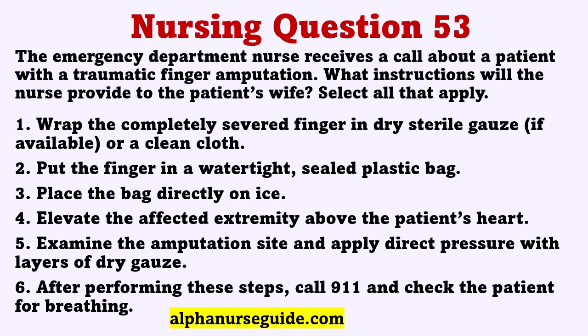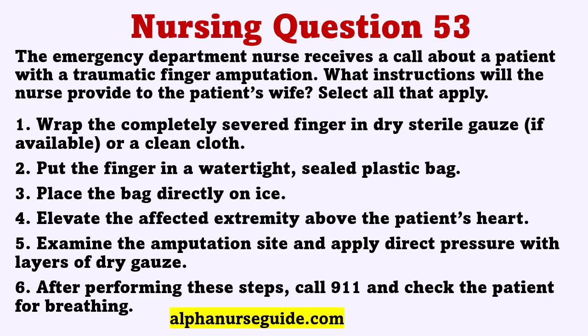The emergency department nurse receives a call about a patient with a traumatic finger amputation. What instructions will the nurse provide to the patient's wife? Select all that apply. 1. Wrap the completely severed finger in dry sterile gauze or a clean cloth. 2. Put the finger in a watertight, sealed plastic bag.